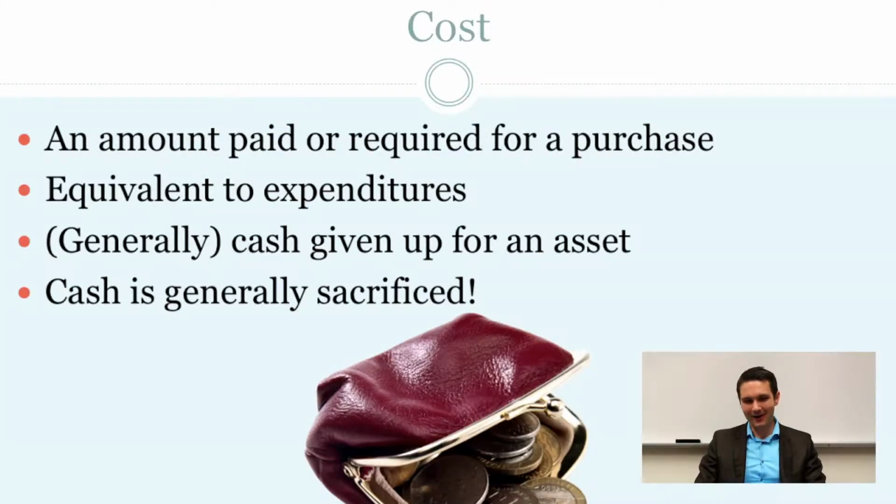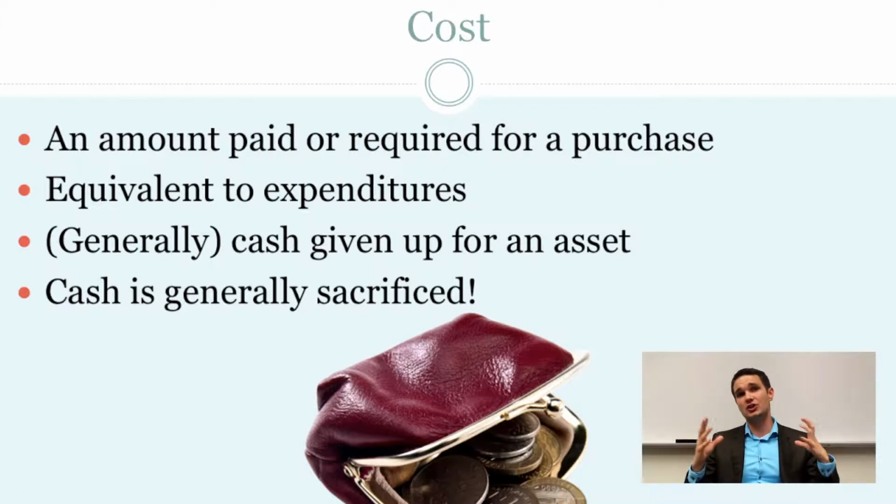So I'm going to start off talking about the difference between costs and expenses, and then I'm going to move into talking about revenues, revenue recognition, and net income. Let's start with costs. A cost is an amount paid or required for a purchase. Cost is also synonymous and equivalent to the word expenditures.